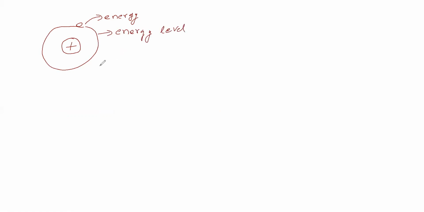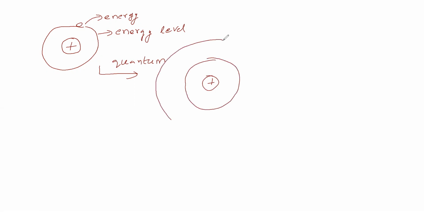Now, suppose you give one quantum to this electron. If this electron takes this quantum, what will happen? Its energy varies. Yes or no? Energy varies. So it will go to this place.